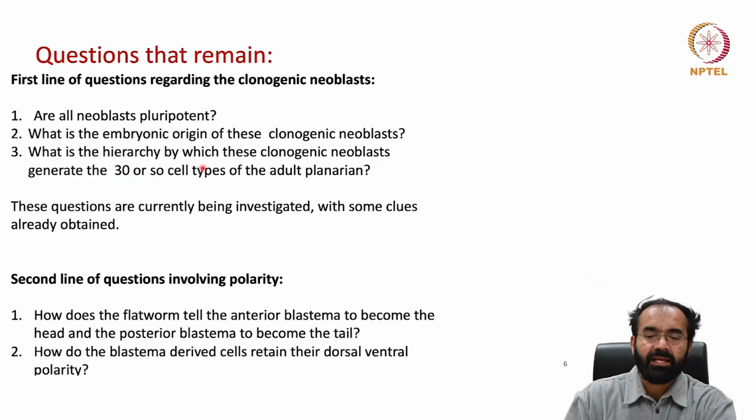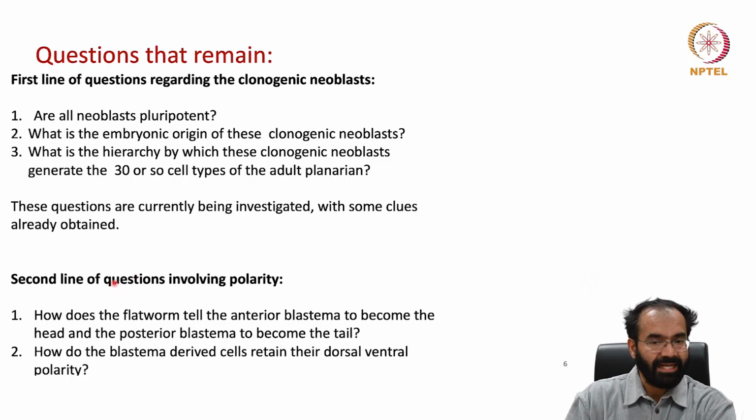What is the hierarchy by which these clonogenic neoblasts generate the 30 or so different cell types of the adult planaria? Planaria has around 30 different types of cells. Are they capable of making all the 30 cell types? These questions are currently being investigated, and some clues are already obtained.